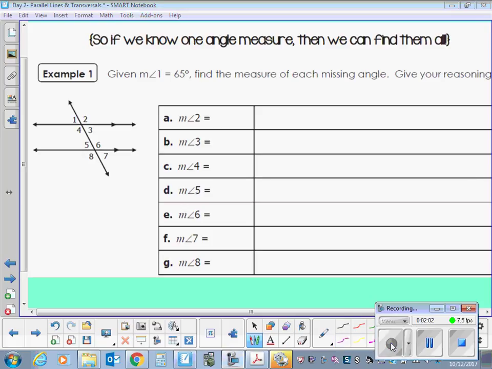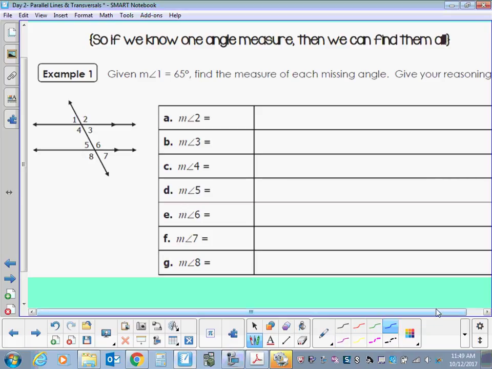In the meantime, number 1, given that angle measure 1 is 65 degrees, so that's the first thing I'm writing in. Angle 1 is 65 degrees. Find the measure of each missing angle. I like to think just like Ronaldo is thinking.